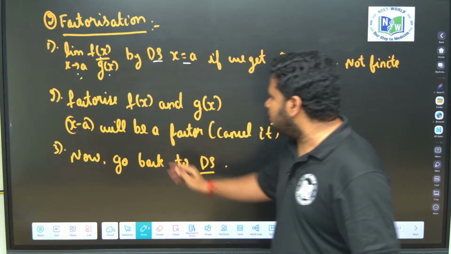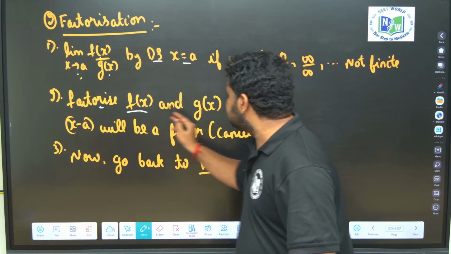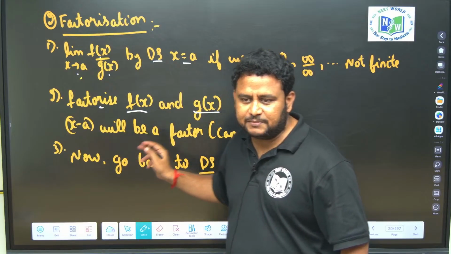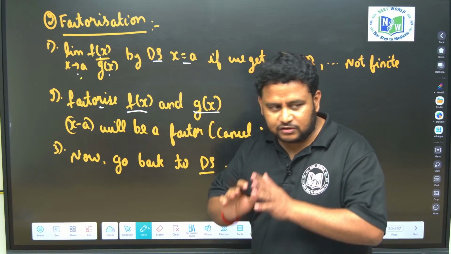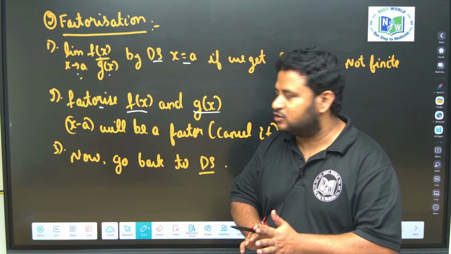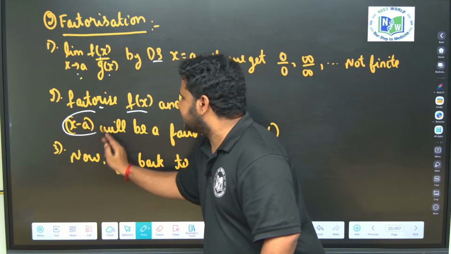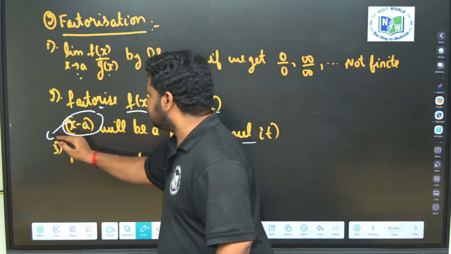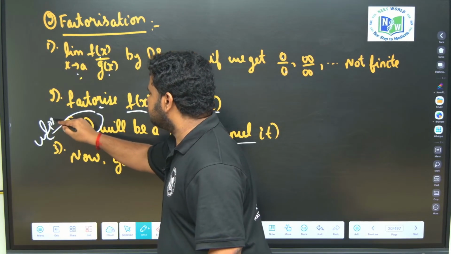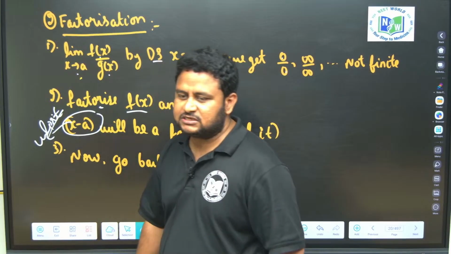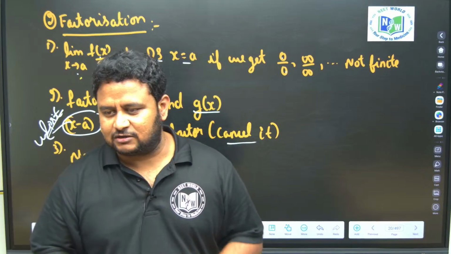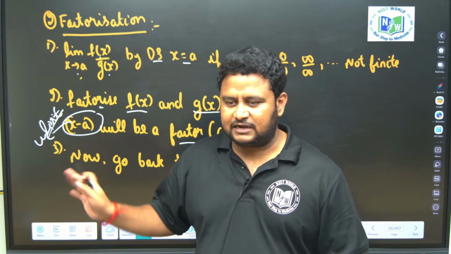So for that, what we have to do is factorize both numerator and denominator. The numerator is f of x, the denominator is g of x. We have to factorize both, then you will get some factor like x minus a. We should cancel that factor. You can call this factor a culprit. Culprits we will try to eliminate from the society. Eliminate means not kill, we will send them to jail. Like that only we will cancel them here and solve the question.